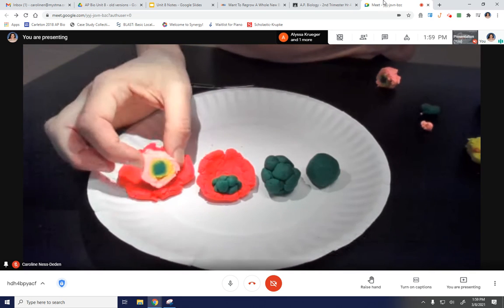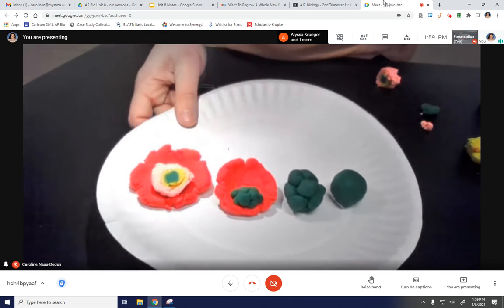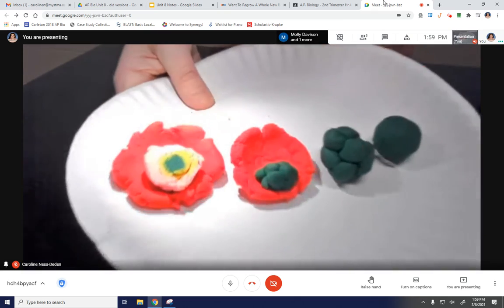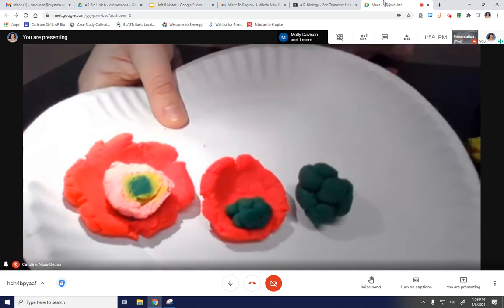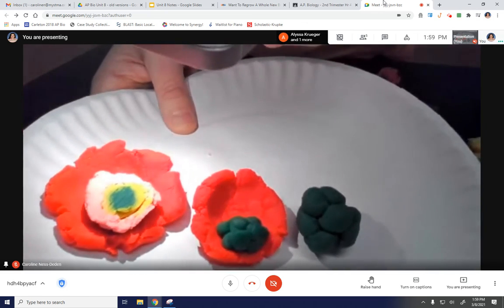So this is actually sitting inside the placenta. You have 3 different layers. Green, yellow, pink inside of the placenta there.